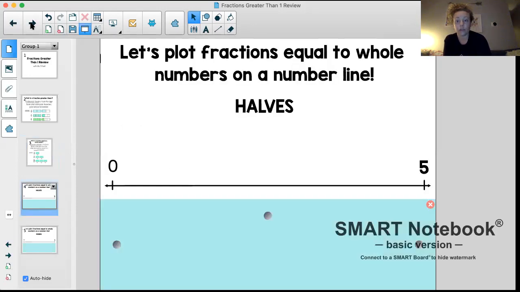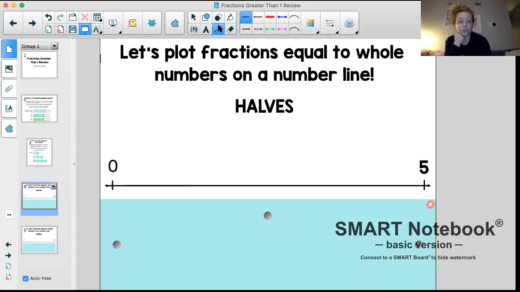We're gonna do some practice here. So if you have pencil and paper and you wanna do it with me, you can. If you wanna just watch, that's fine too. But we're gonna plot halves on this number line. You see I already have my endpoints here. There are 0 and 5. I need to first plot my whole numbers. So if I have 0 and 5, I'm missing 1, 2, 3, and 4. So I need 4 lines for my whole numbers first.